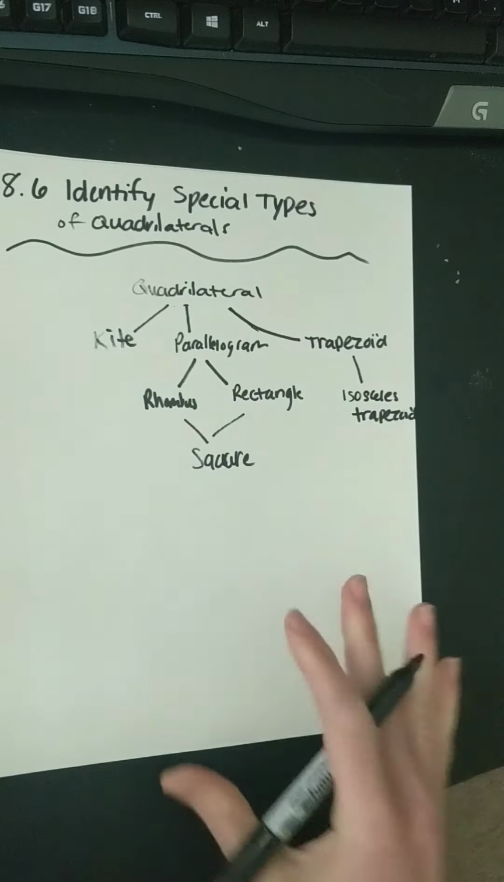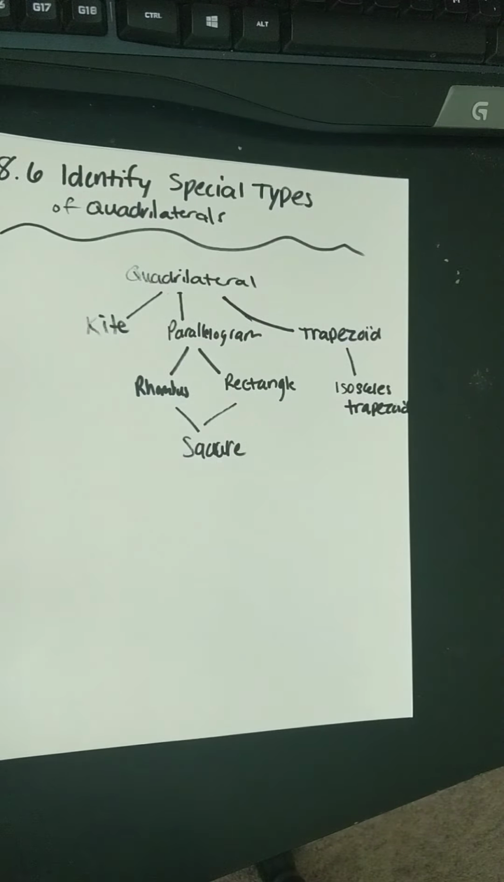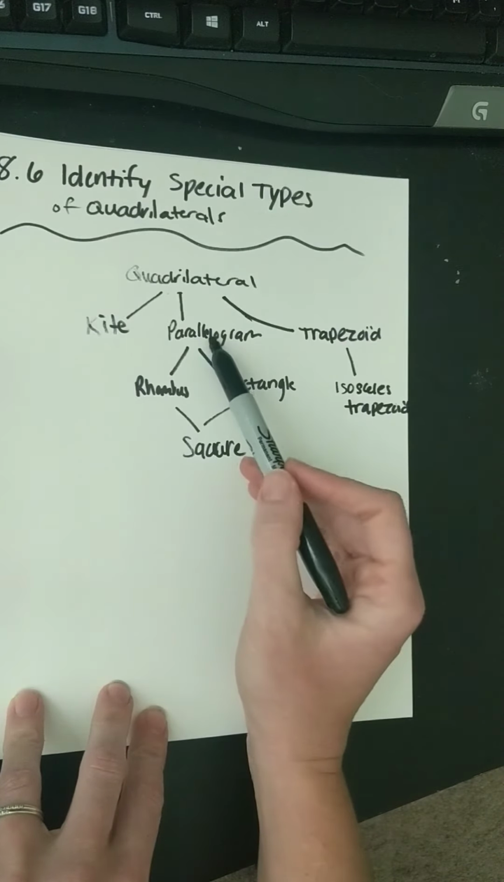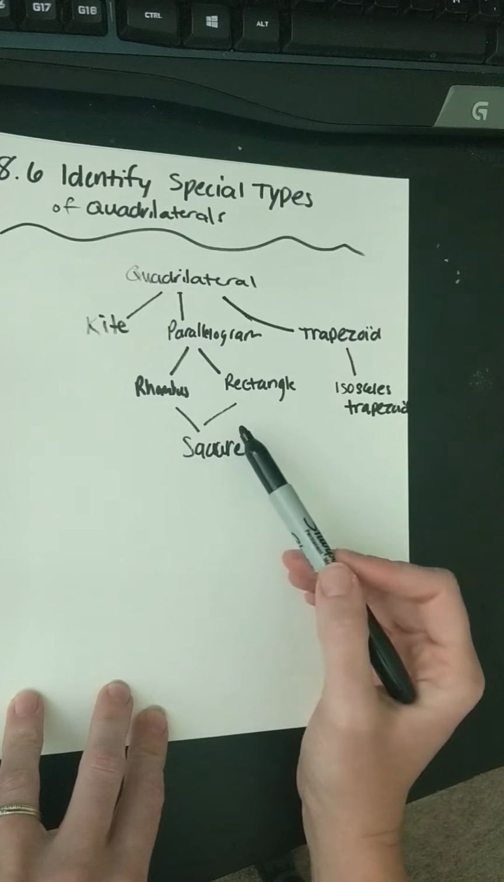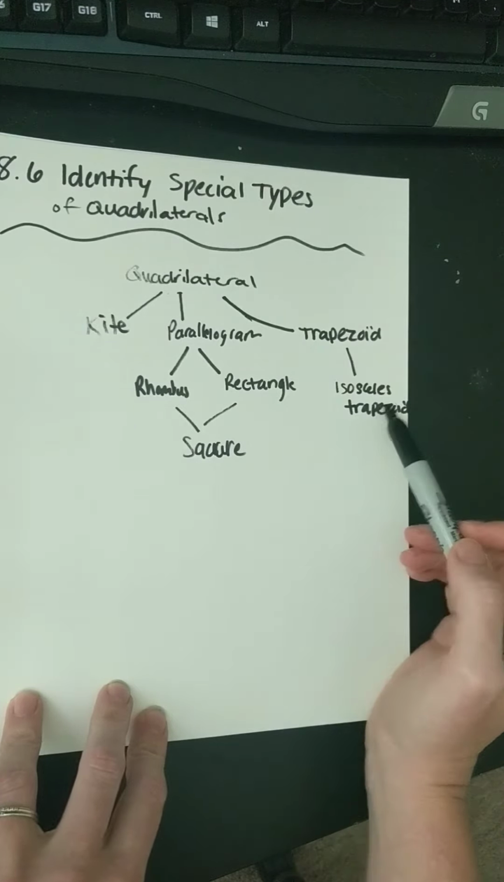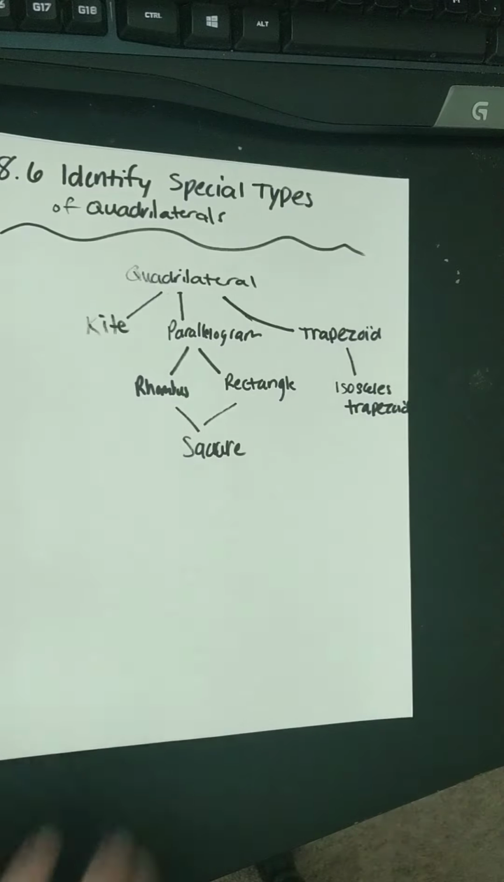So what all of this in this diagram helps me understand is the properties that are linked to the name above it. So the properties of a square have to have all of those of a parallelogram. A property of an isosceles trapezoid has to have the property of the trapezoid.